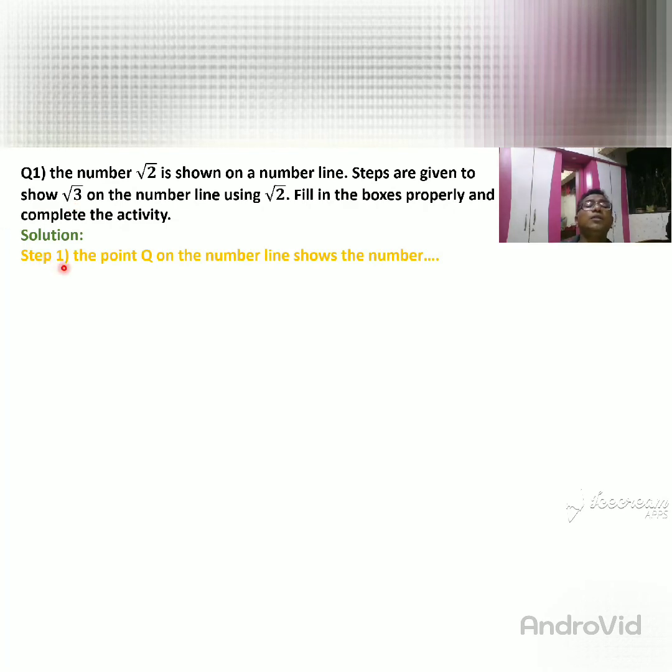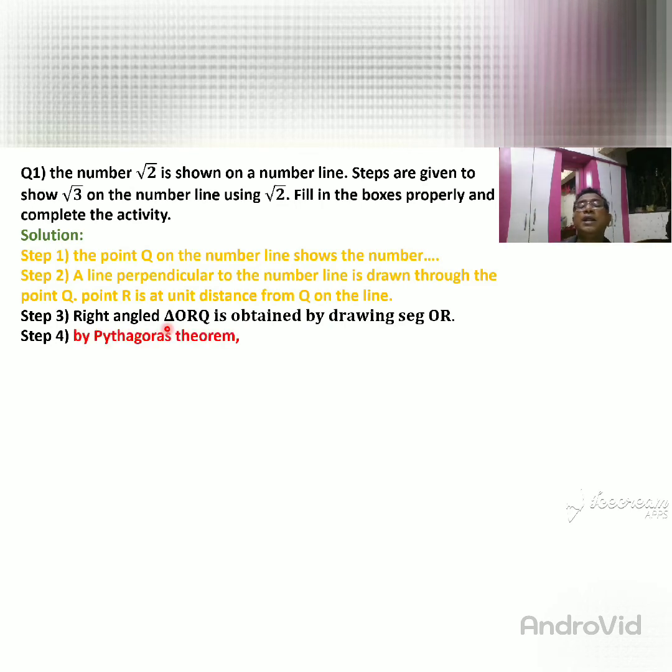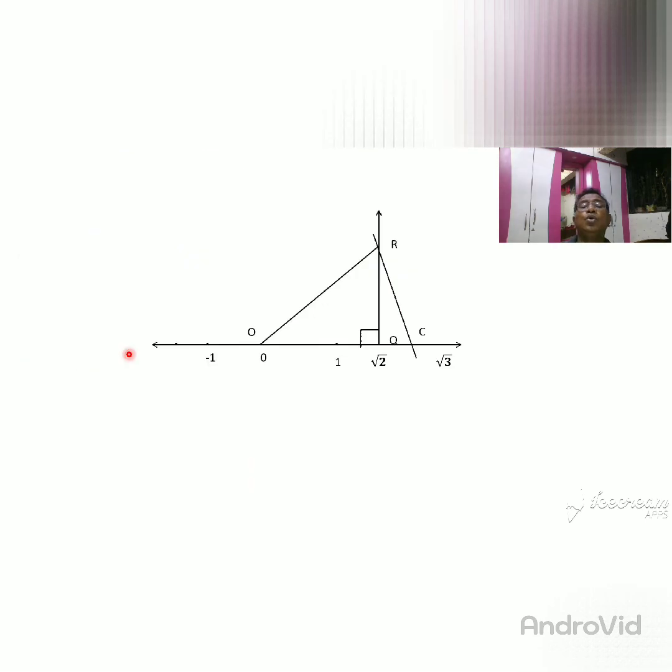Then they have said: the point Q on the number line, show the numbers. Next, a line perpendicular to the number line is drawn through the point Q. R is at unit distance from point Q. Then the right angle triangle ORQ is obtained by drawing the segment 1, by Pythagoras theorem. So see, by using the Pythagoras theorem you want to draw.